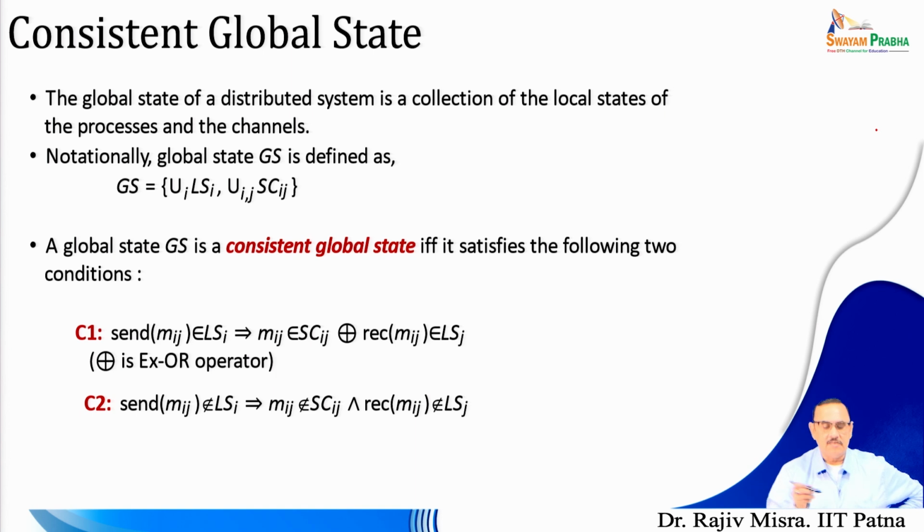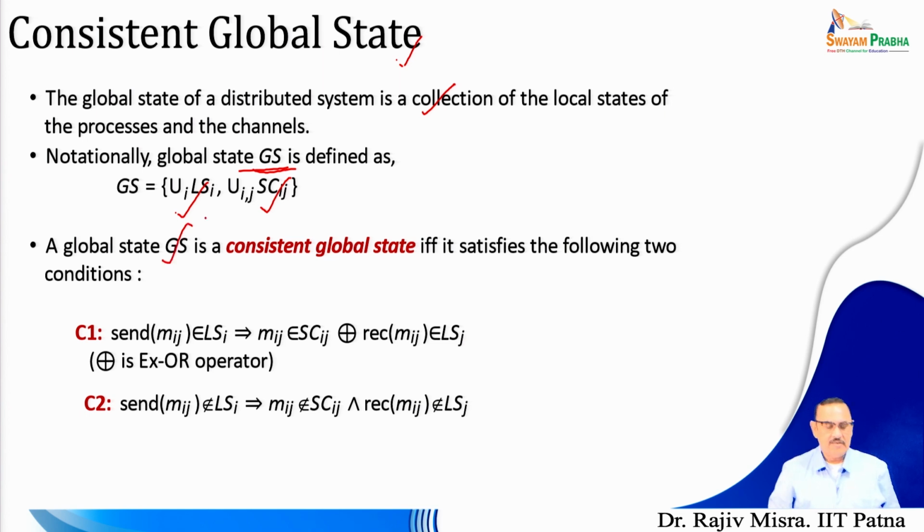Now, let us see the consistent global state. A global state in a distributed system is a collection of the local states of the processes and the channels. Notably, the global state is defined as the union of all the local states of the processes i and the states of the channels C_ij, the union over all i and j.